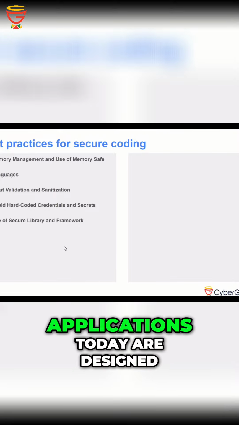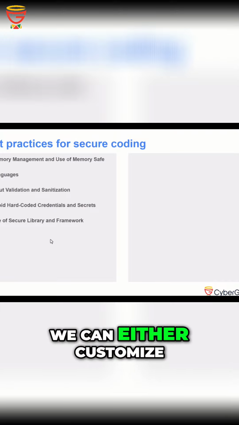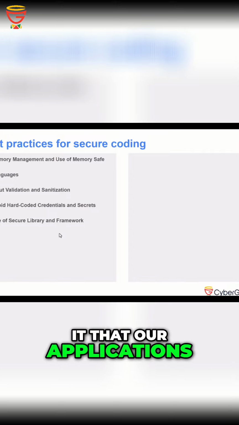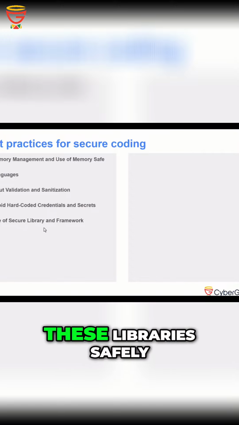A lot of our applications today are designed using libraries and frameworks that are out there. We can either customize these libraries and remove components and elements of them that our applications don't need to ensure that we are using these libraries safely.